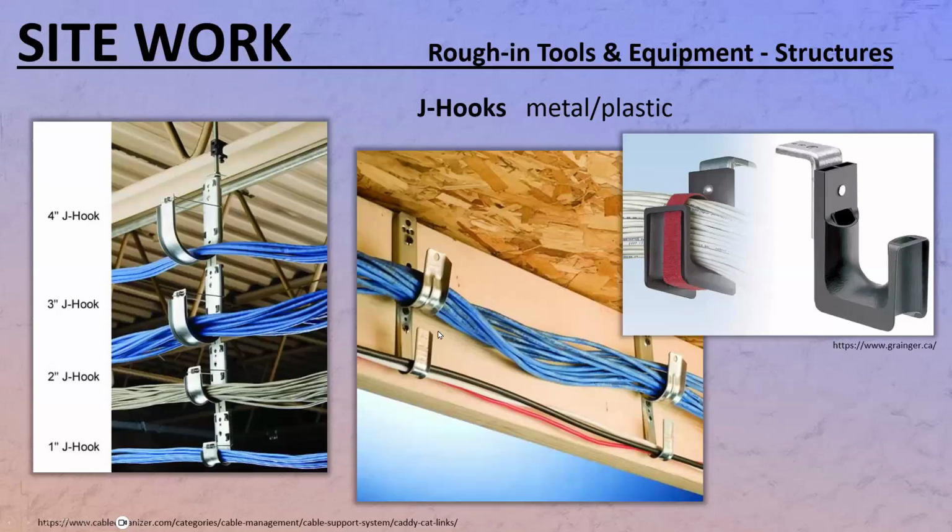One thing I'm going to tell you, though, those J-hooks are supposed to be suspended no further than 4 feet apart. That's the common distance between the J-hooks. If you suspend them further than 4 feet apart, then the wires have a tendency to sag too much. And when the wires are sagging in the bundle, there's physical downward pressure against the J-hook right at the contact point.